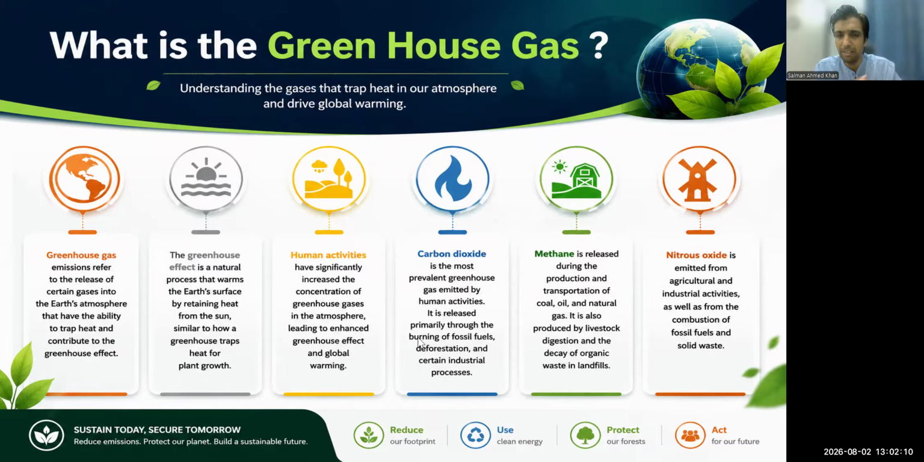Now, among these greenhouse gases, carbon dioxide, which we heard about a lot, is the most prevalent greenhouse gas emitted by human activities. It is primarily released by fossil fuels, deforestation, and certain industrial processes. There are other gases as well, which is methane, which is released during the production and transportation of coal, oil, and natural gases, and also nitrous oxide, which is emitted from agricultural and industrial activities as well as from the combustion of fossil fuels and solid waste.